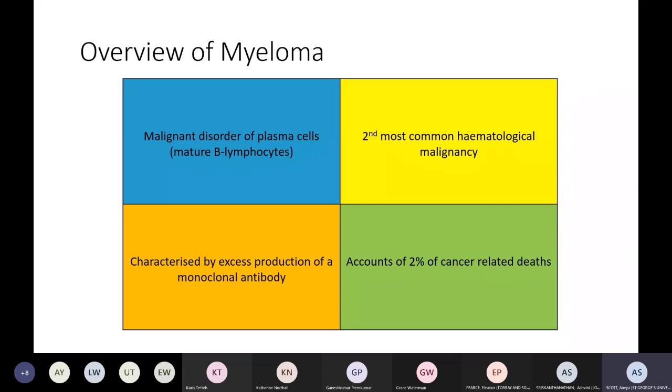So just a quick overview of myeloma. Myeloma is a malignant disorder of plasma cells, which are the mature B lymphocytes. It's actually the second most common hematological malignancy, so it's really important that we all know a bit about it. It's characterized by excess production of a monoclonal antibody, and we'll go through what that is through the talk. It accounts for 2% of cancer-related deaths. So just reiterating again, it's a really important condition to know about.